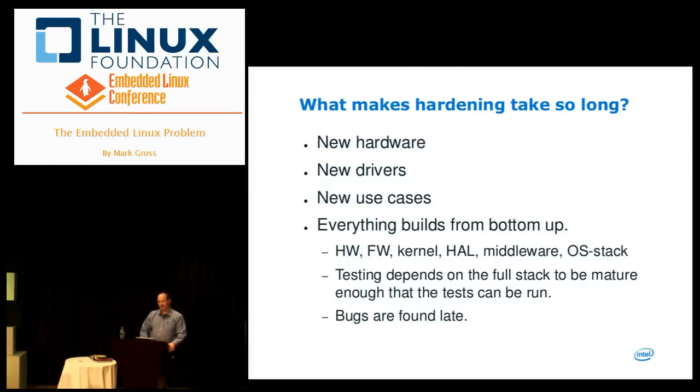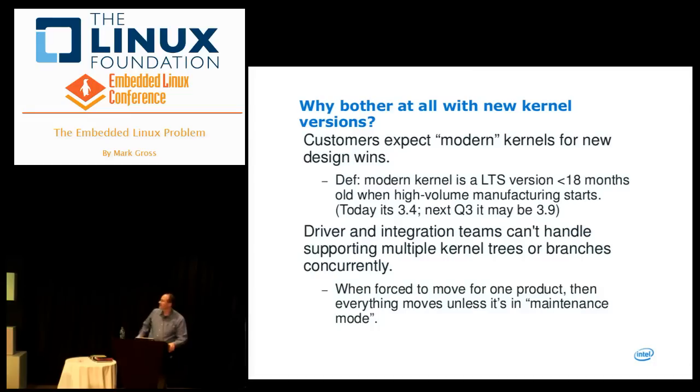I'm not telling anyone here anything new, but that sometimes needs to be spelled out a little bit. So I want to get this over right away. For us, we only have one motivation for moving to a new kernel, fundamentally, and that's that we have customers that expect modern kernels. They expect the kernel that they go to manufacturing with to be not older than a year and a half old when they start their high volume manufacturing. So this means that the 3.0 kernel is kind of too old today, so we need to be on the 3.4.